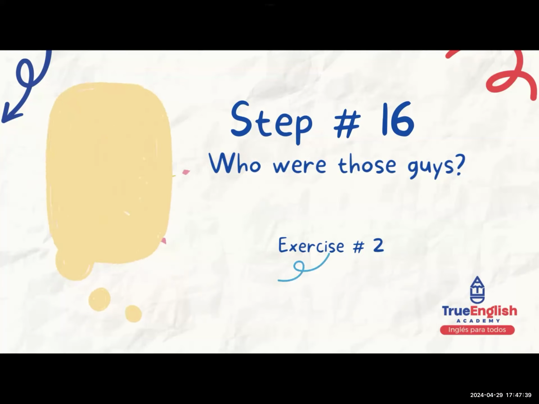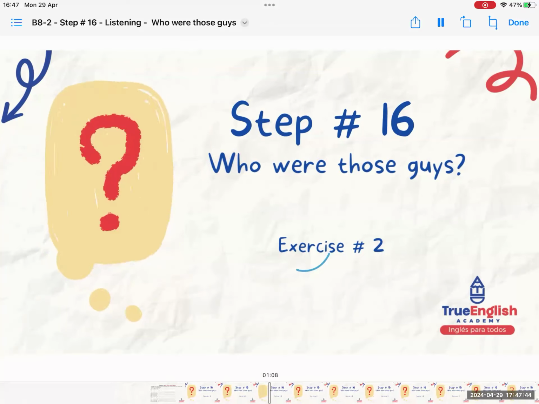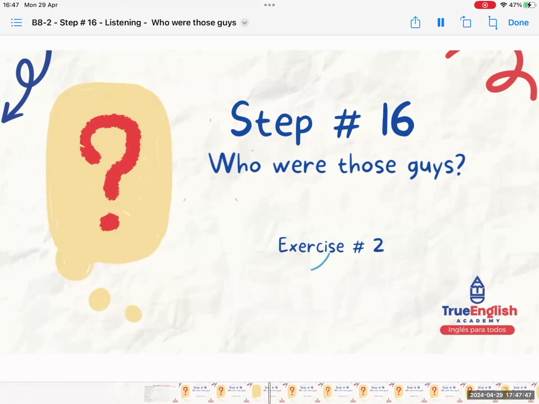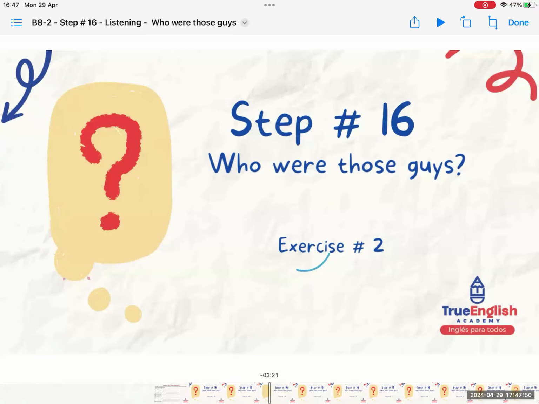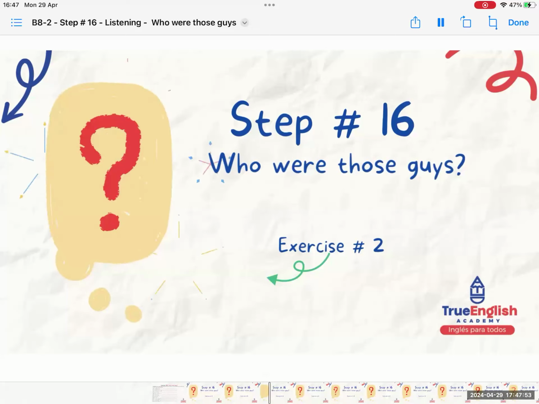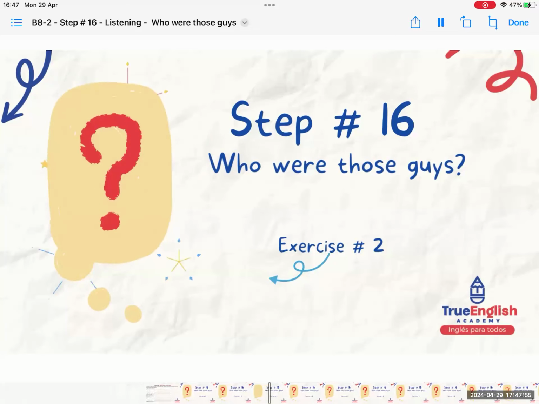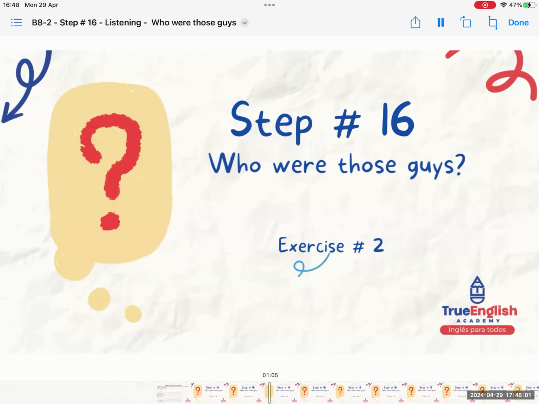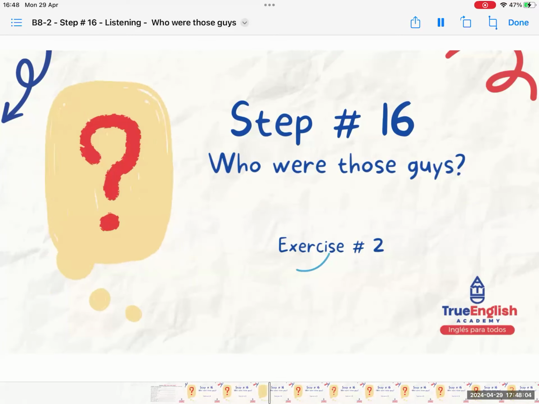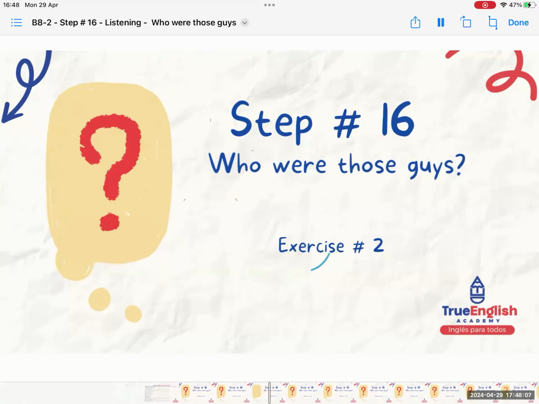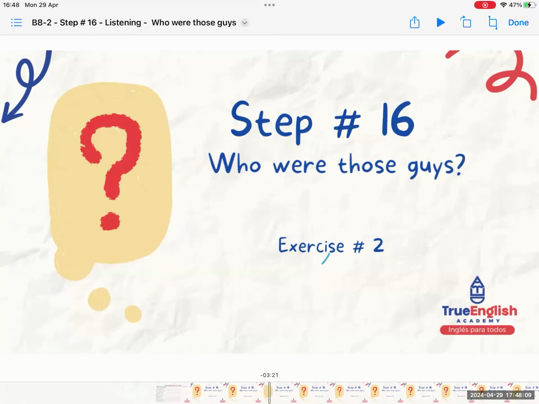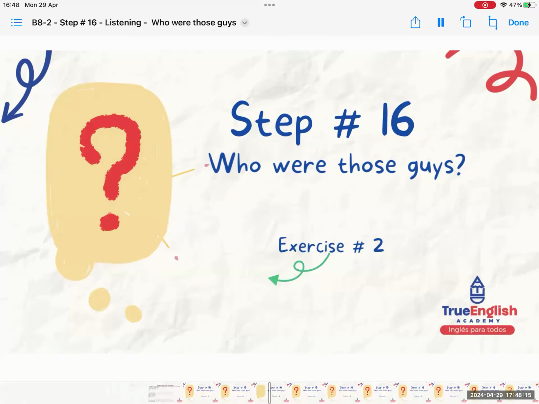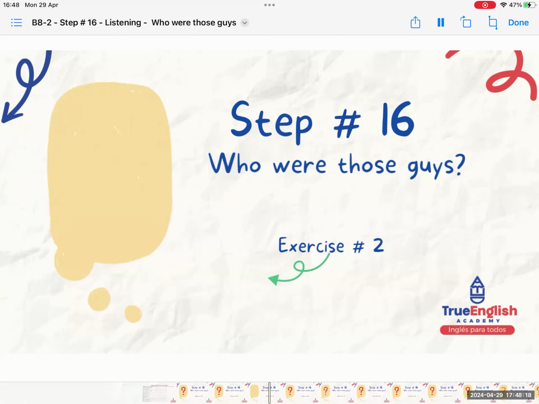Next. Number 3. Diana, Princess of Wales, was the princess who died in a car accident.